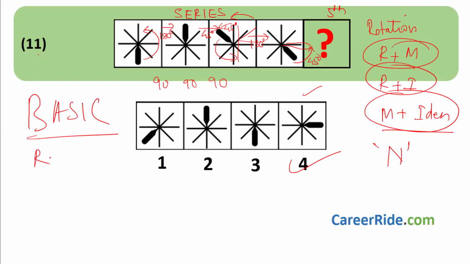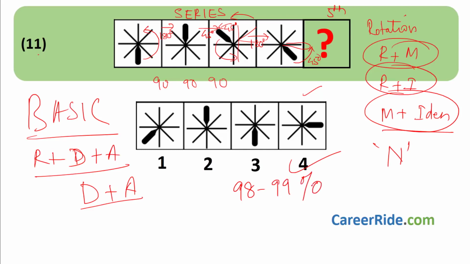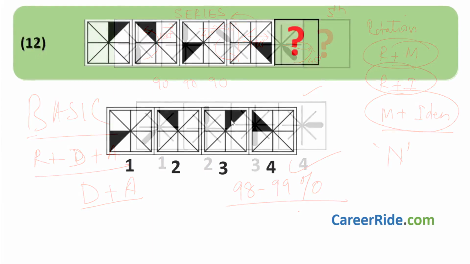You can have rotation plus dislocation plus addition. This can become a separate type. You can have dislocation plus addition. Such lots of types can be made. Just remember these 5 to 6 types, just remember these tips, and you will be able to solve almost 98 to 99% of sums related to non-verbal analogy. Okay, moving to the next question.